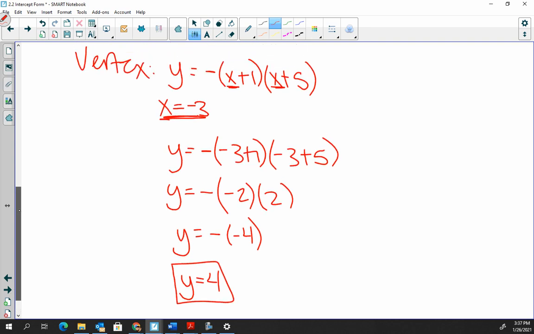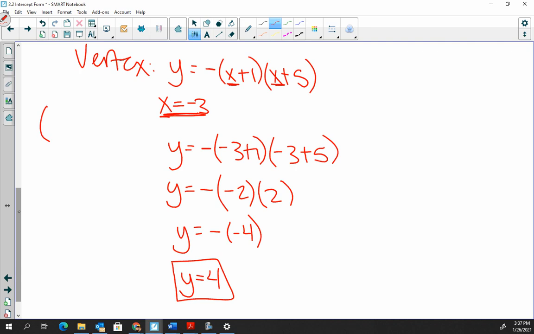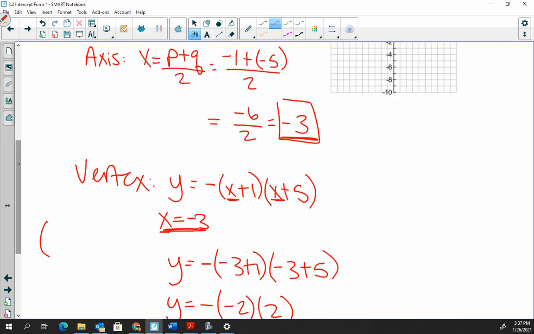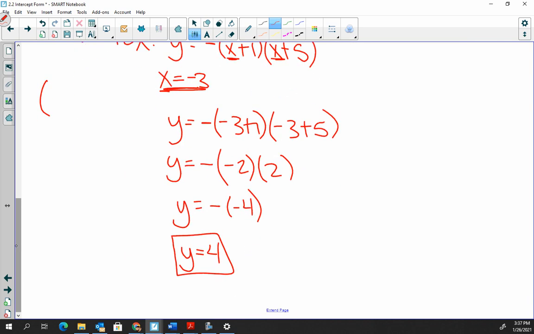That means that my vertex is the point with x coordinate negative 3. So that's my axis of symmetry, and the y coordinate is 4. So there is my vertex, most important point of a parabola.